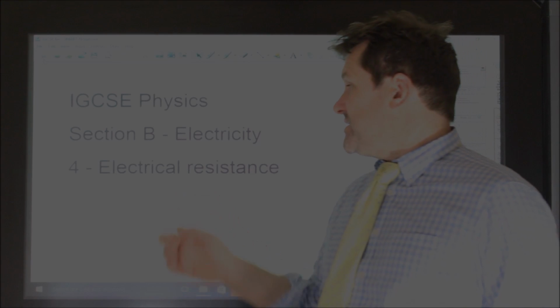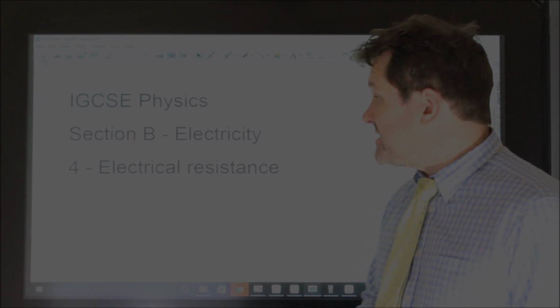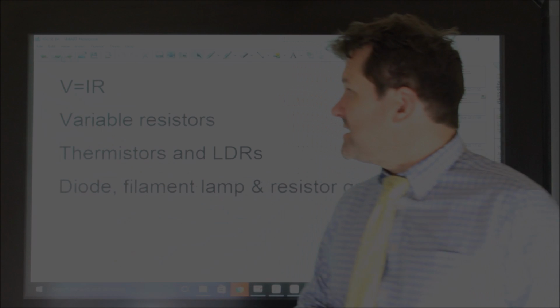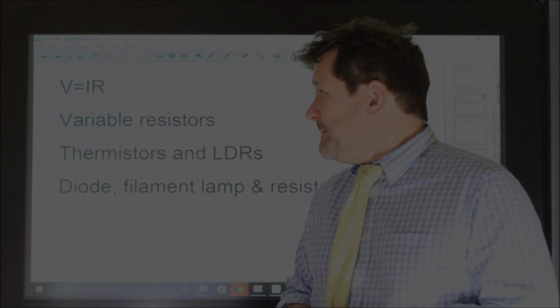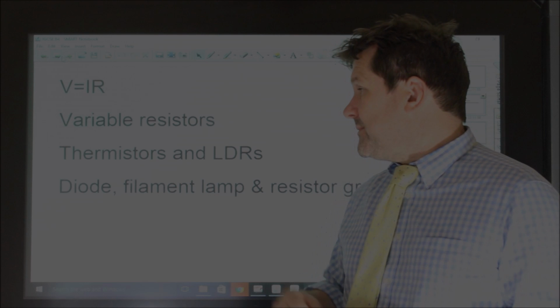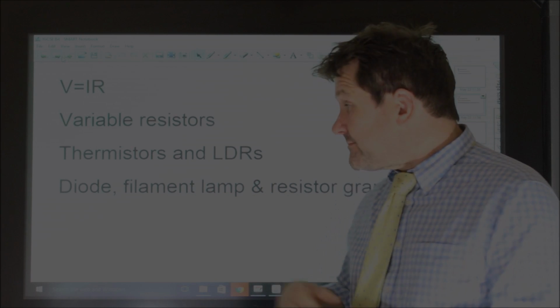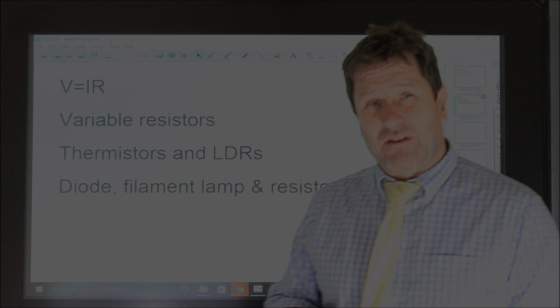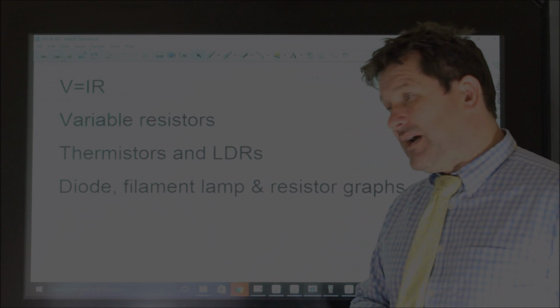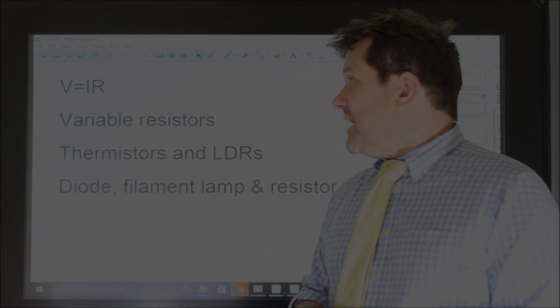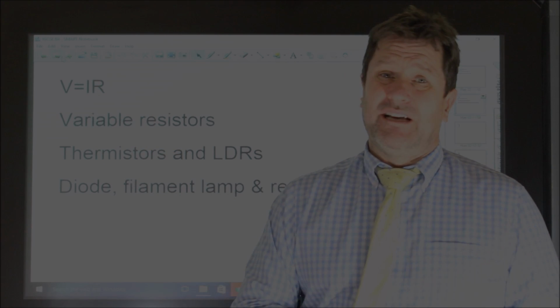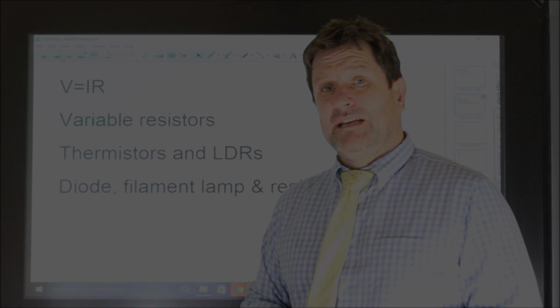Okay, section B, electricity, the fourth part, electrical resistance. It's important to realise V is IR, or R is V over I. Resistance, what it is. Variable resistors, thermistors, LDRs, and some famous VI graphs of the diode, the filament lamp, and the fixed resistor. They're not overly complicated, but this equation comes up several times in all the tests.